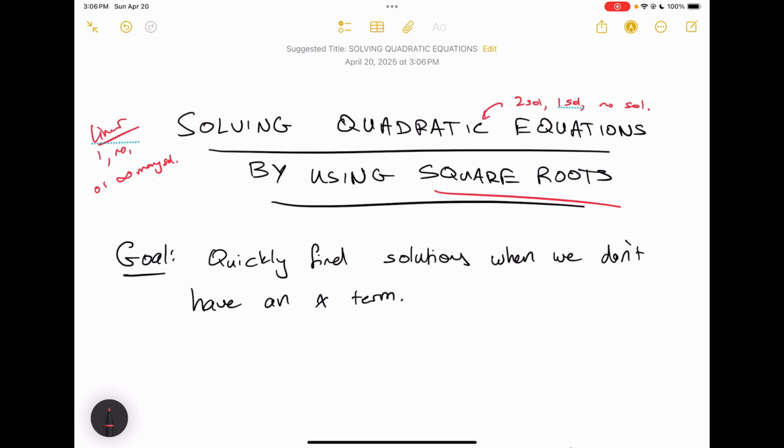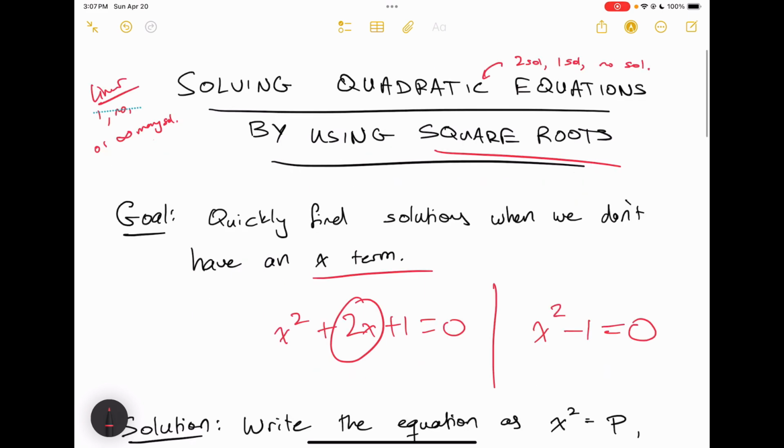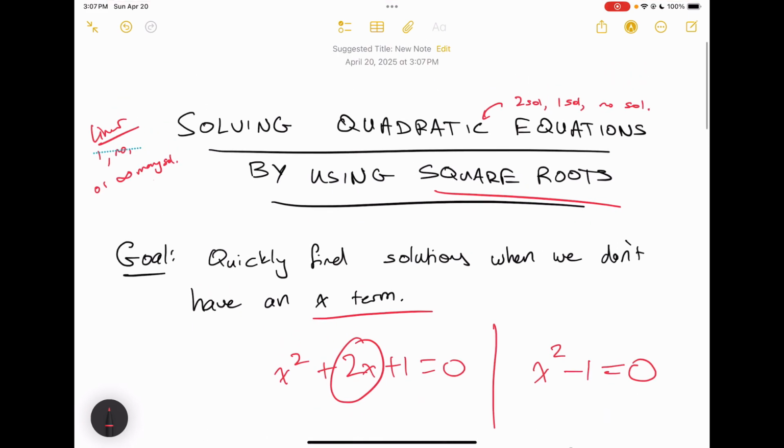But for right now, how do we figure out these solutions if we just don't have an x term? We saw before that some quadratic equations could look like x squared plus 2x plus 1 equals 0. That one has an x term right here, so we can't easily find the solutions using square roots. However, if something only had an x squared term, let's say x squared minus 1 equals 0, that's fair game, and we can find the x solutions with just some square roots and basic properties of equality. Let's see how.